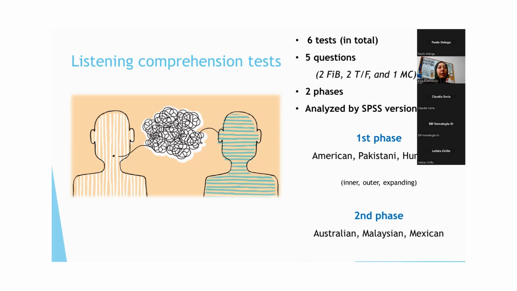In the first phase, I used an inner circle accent, American, one from the outer circle, Pakistani, and one from the expanding circle, Hungarian. So these were randomly selected for the first phase. And for the second phase, again, one from the inner, outer, and expanding circle. I chose Australian, Malaysian, and Mexican accents.